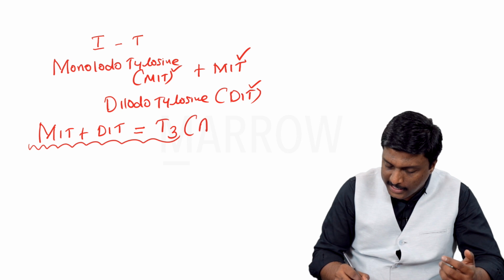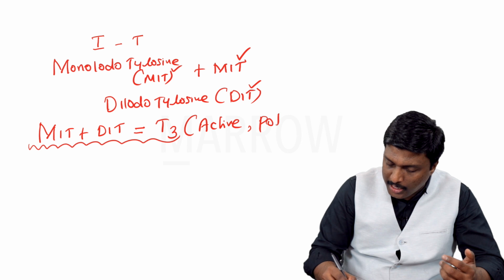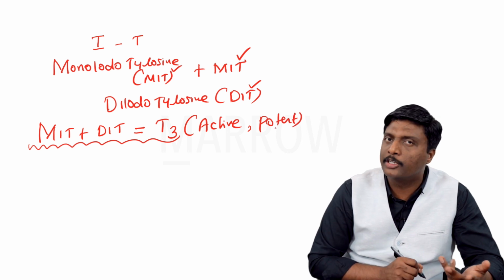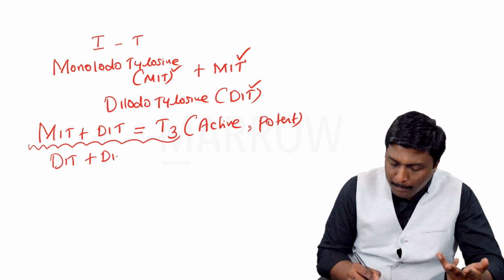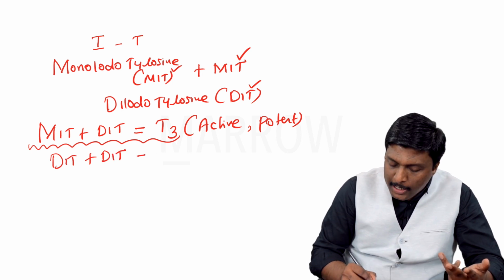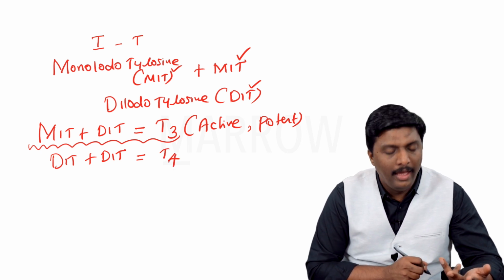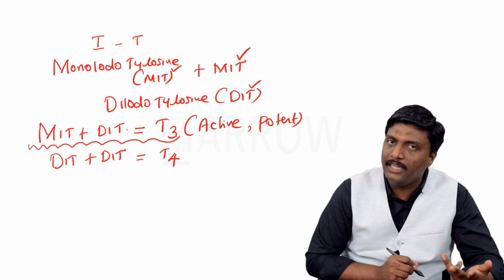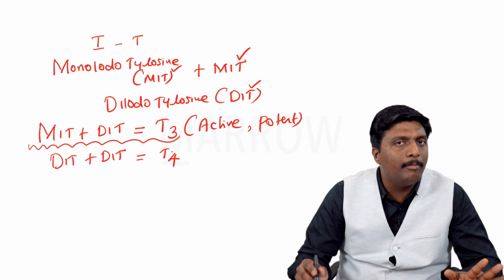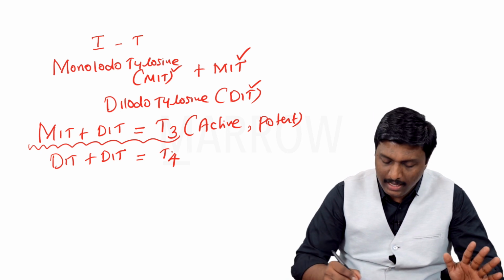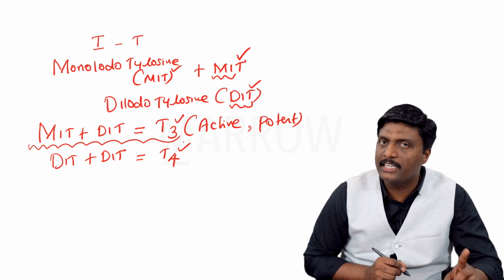This T3 hormone is always considered the active hormone. This hormone is always considered the most potent hormone. That's all, simple. If you combine two molecules of DIT, please make a note, the form you are going to get is T4 hormone. That's all. MIT combined with DIT gives T3. Two molecules of DIT combine to form T4. All these are normal physiological products. 4 products. What are they? MIT, DIT, T3, T4.